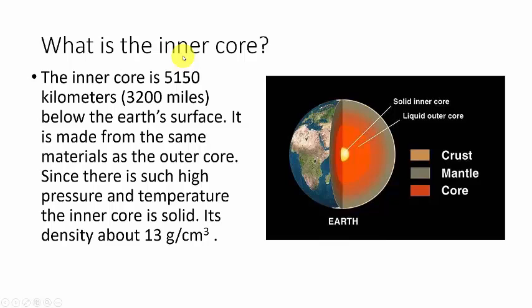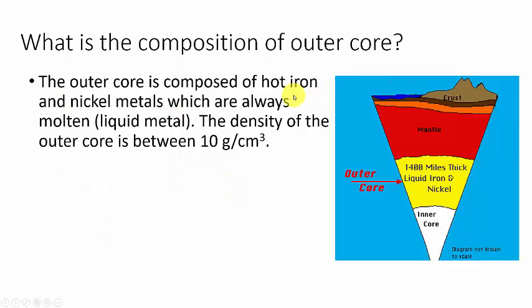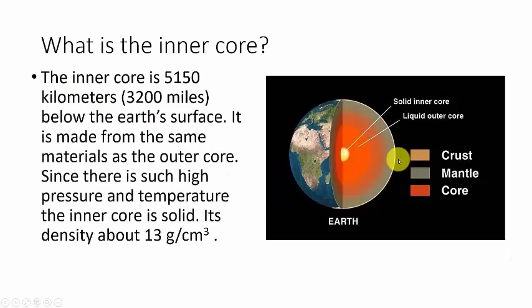So what is the inner core? Excuse me. The inner core is the very middle right here, and that's about 5,150 kilometers, or 32 miles below the Earth's surface. It's actually made of the same material as the outer core, which is iron and nickel, but it's not liquid. So this is the liquid outer core. Now we're going to the inner core. This is actually completely solid.